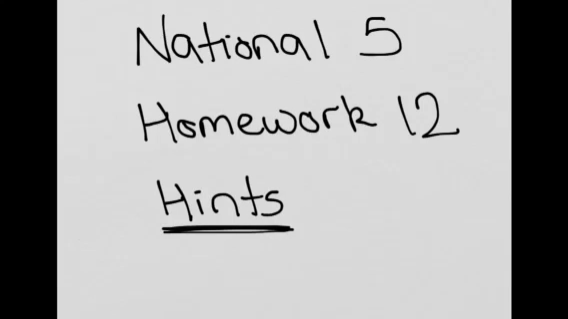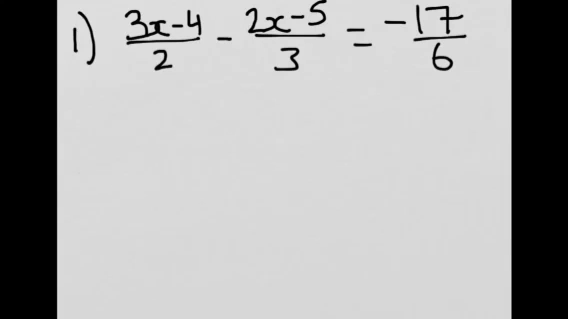So this is the hints for S5 National 5 Homework Sheet 12. In question 1 we're asked to solve the equation (3x minus 4) divided by 2 take away (2x minus 5) all over 3 is equal to minus 17 over 6.